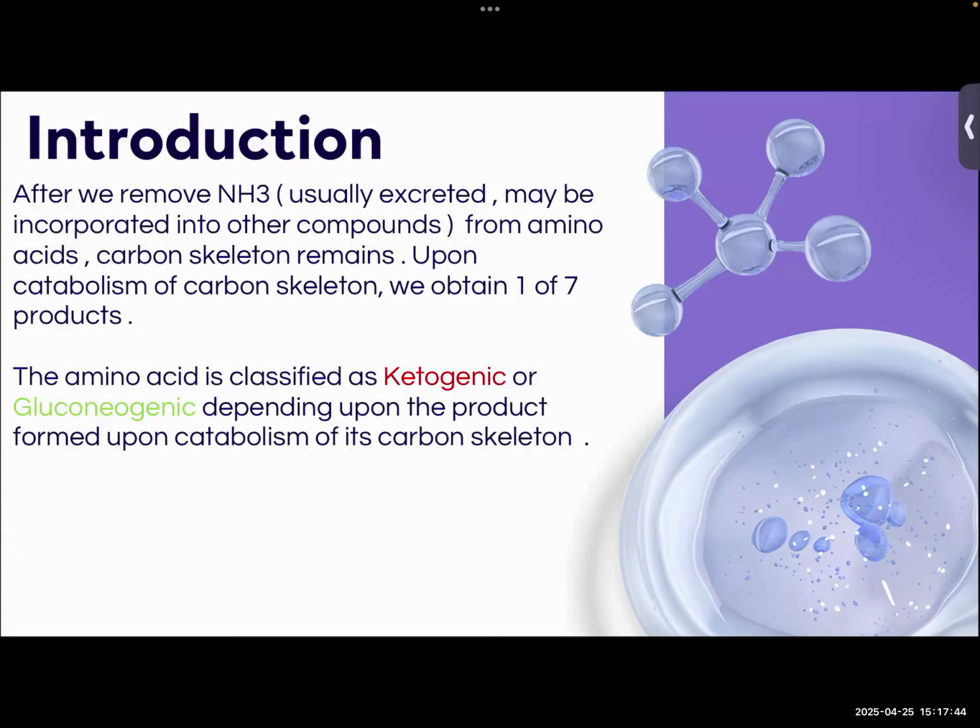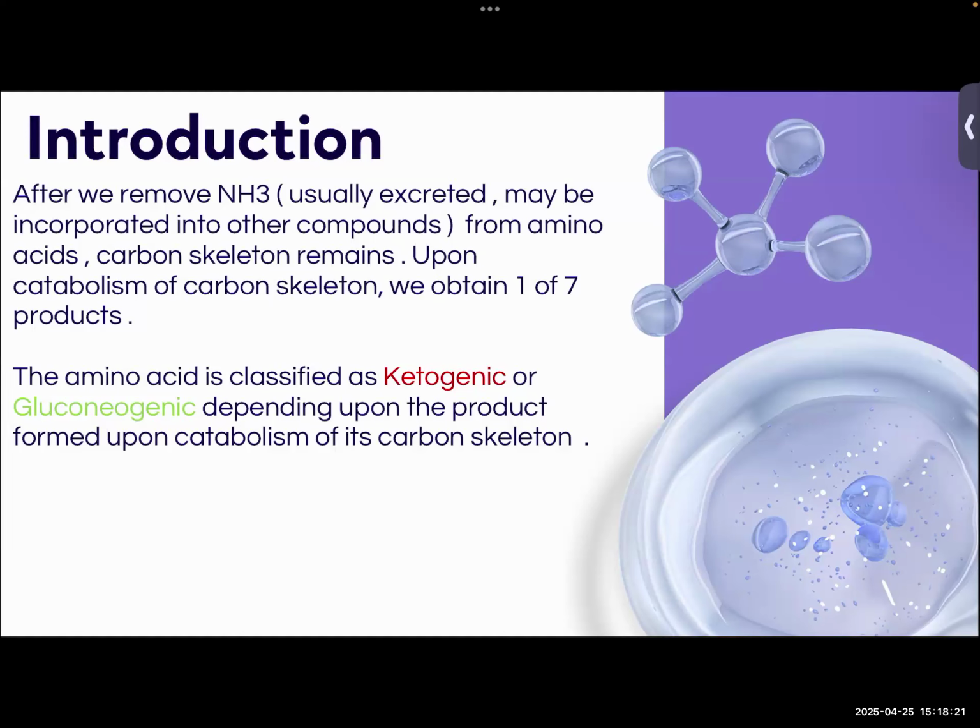So what happens is we have an amino acid and we remove the ammonia. And now we have a carbon skeleton when we remove the ammonia. What happens to the ammonia is not something that we care about in this lecture, but usually it's excreted or it may be incorporated into other compounds. So now we have the carbon skeleton. When this carbon skeleton is broken down, we can obtain one of 7 products. And I've listed those 7 products in the next slides, but let's forget about the products for now.